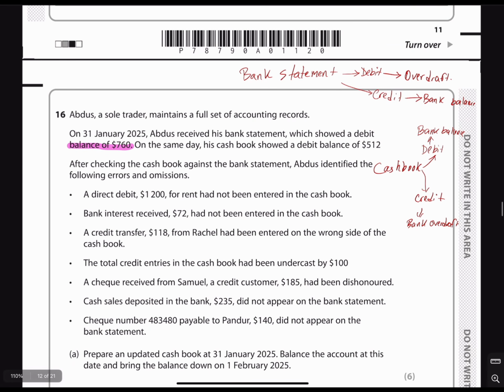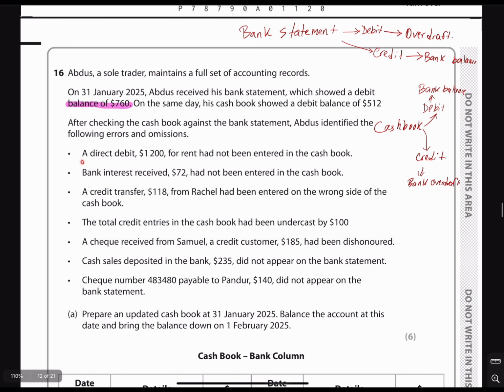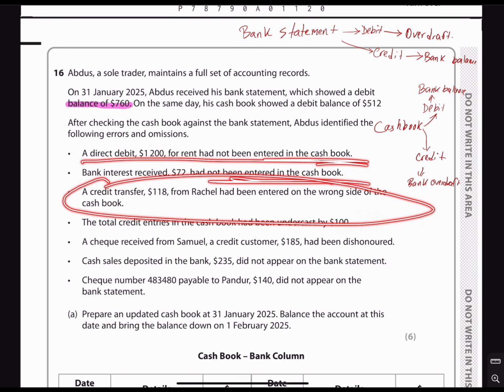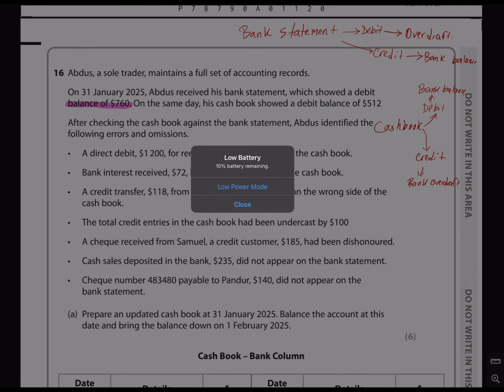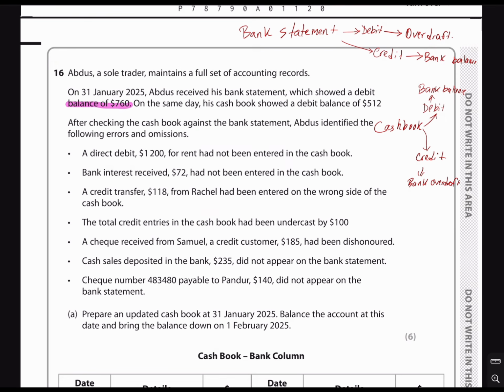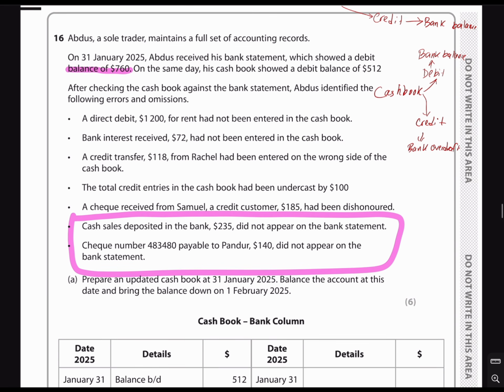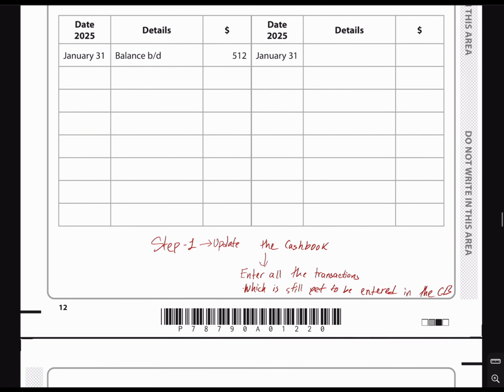Now, what is the information related to the cash book? This is not recorded in the cash book. This is not recorded in the cash book. So this is an error in the cash book as well. This is cash book related as well. A check received, cash book related. Now, this too hasn't been entered on the bank statement, the last two, right? So that's step 2. That's the reconciliation part. Step 2.